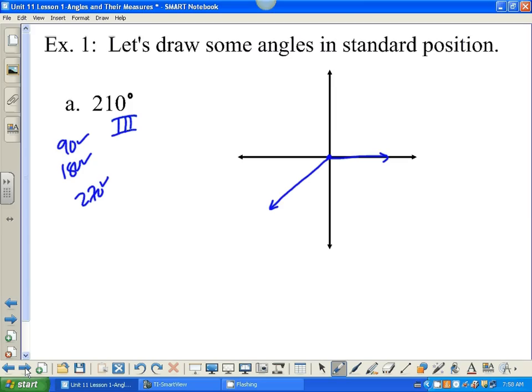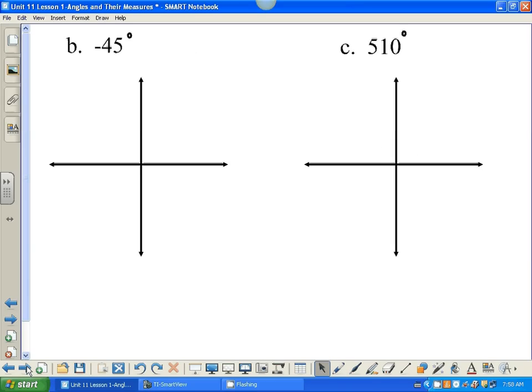Remember, from the initial side to here is 90. This is 180. So then this would give me a 210 degree angle in standard position. That's all I need.